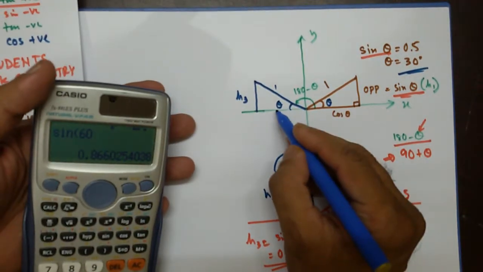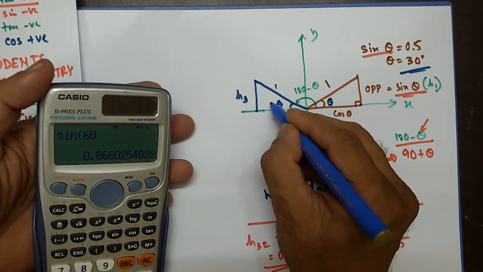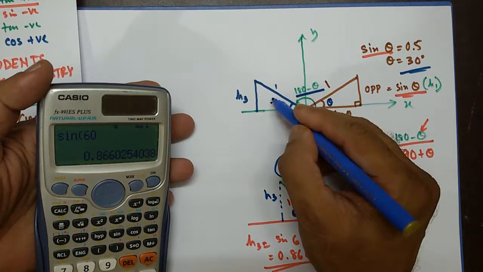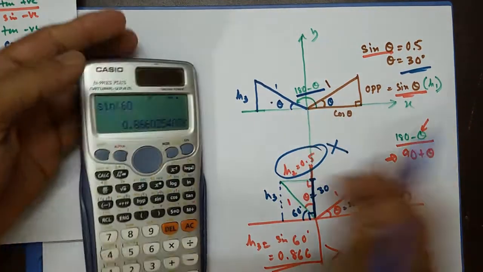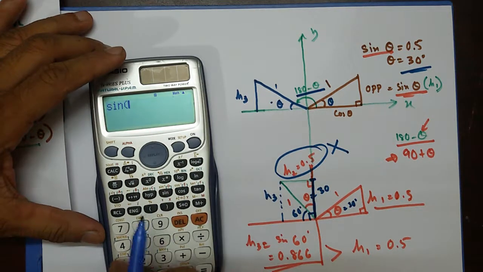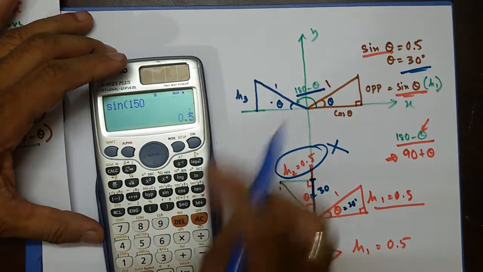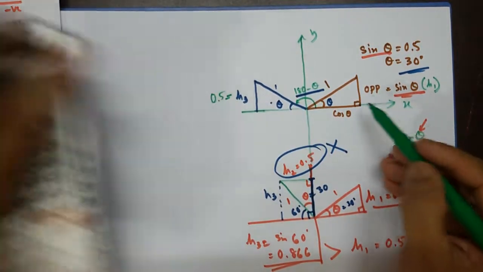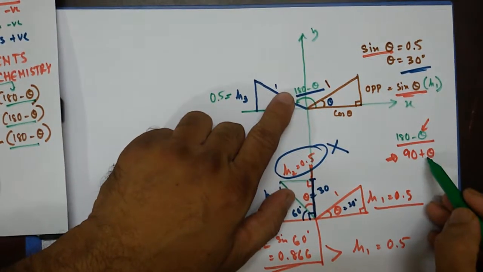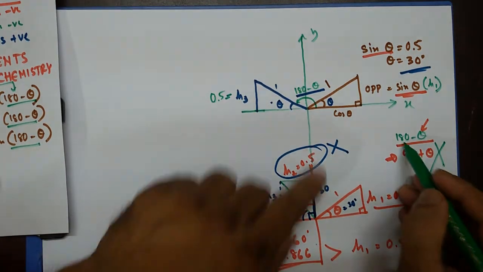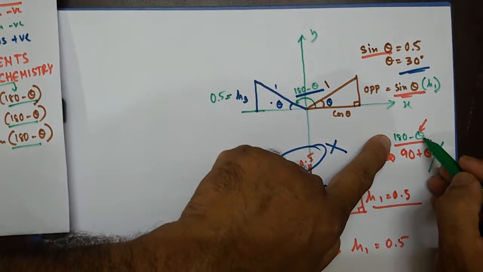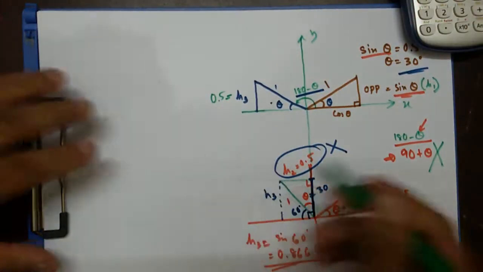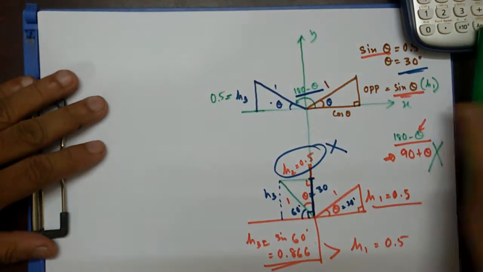Now if I make this one 150, it comes to 150. So when it comes to 150, watch, sine 150 is nothing but half, or 0.5. This is 0.5. So instead of 90 plus theta, this is wrong, we just checked that, it has to be 180 minus theta. Now let's talk about the third quadrant, if I can do this 270 plus theta or minus theta.